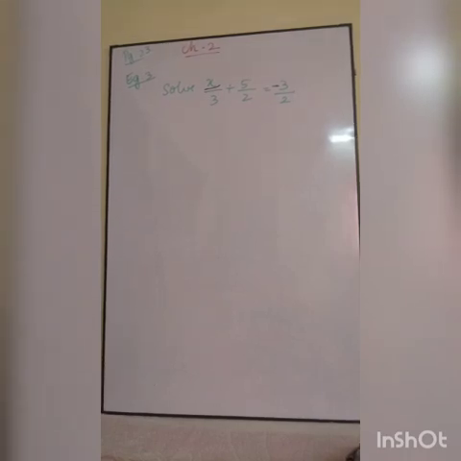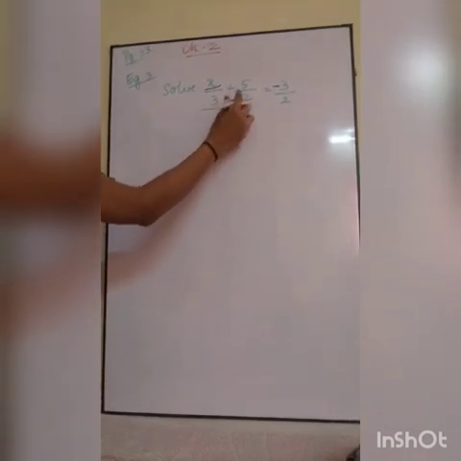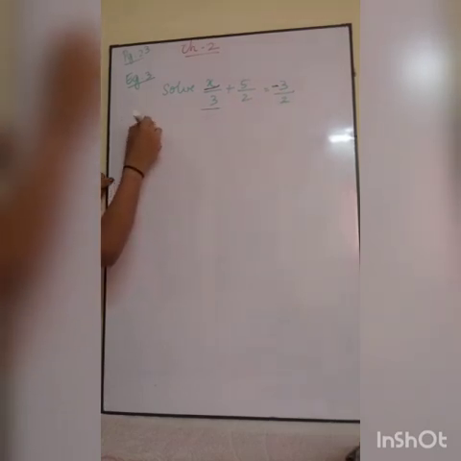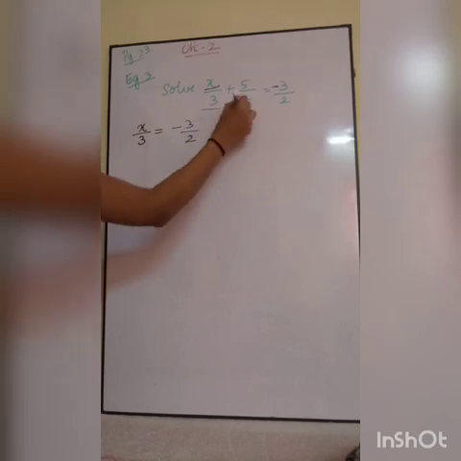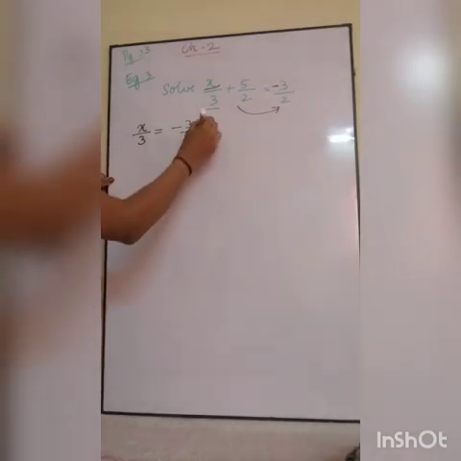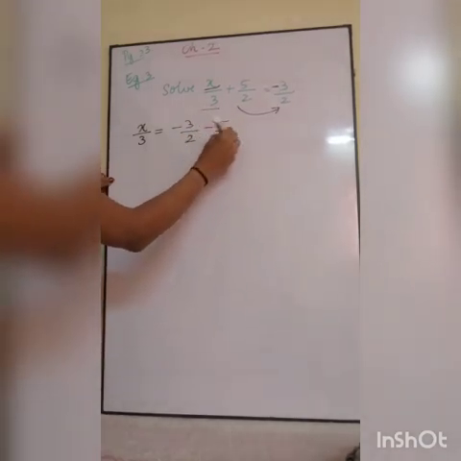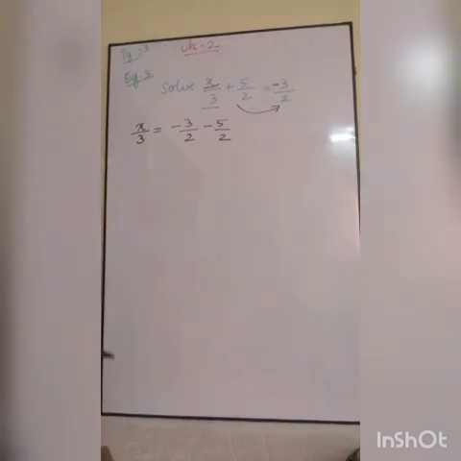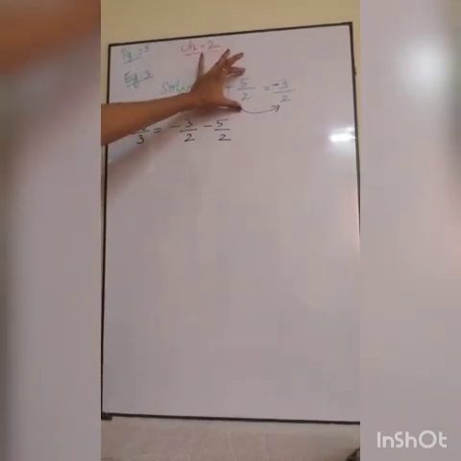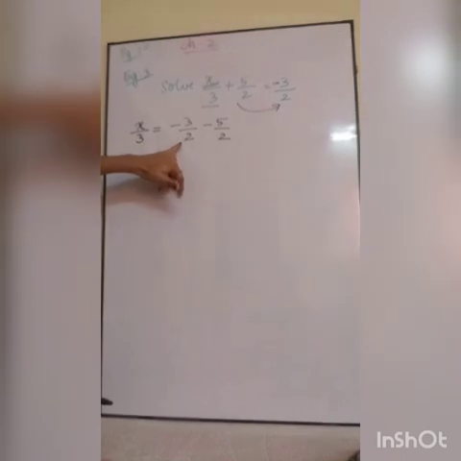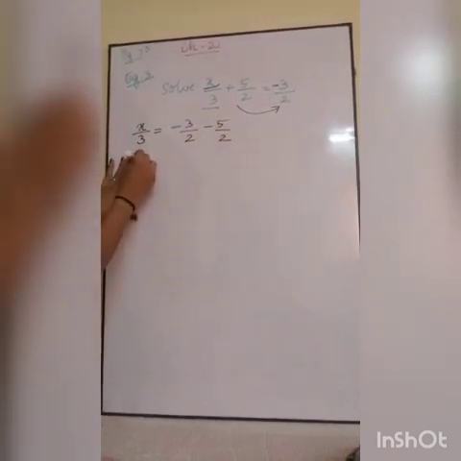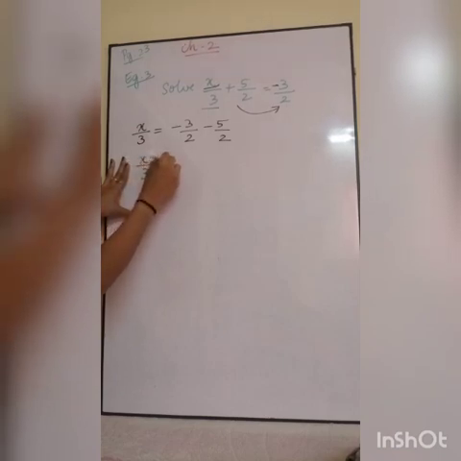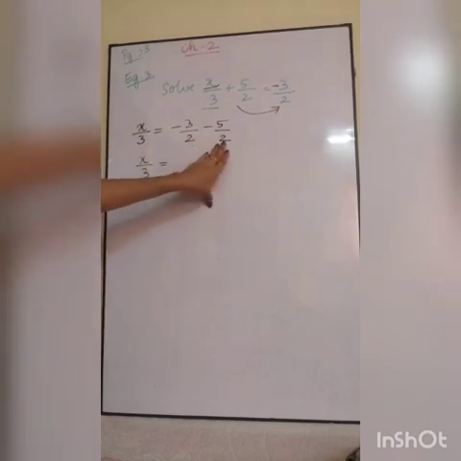So how will you find it? You will keep this alone as such, and you will bring that to the other side. So x by 3 equal to minus 3 by 2 plus 5 by 2. If it goes to the other side, it becomes minus 5 by 2. Understood? Because I want this alone, I am bringing that to the other side. So minus 3 by 2 minus 5 by 2. Now, x by 3 equal to, our denominators are the same.